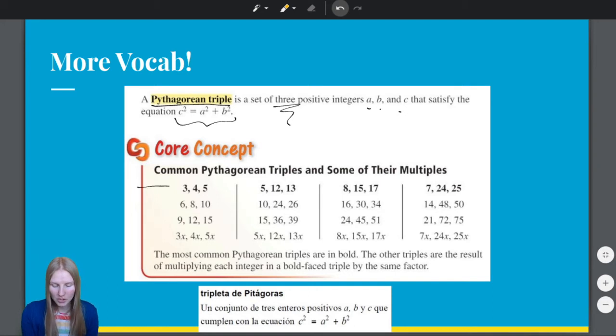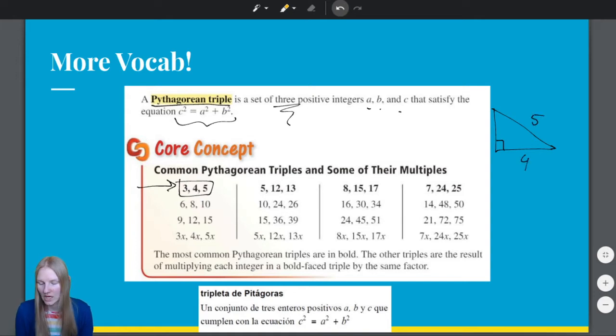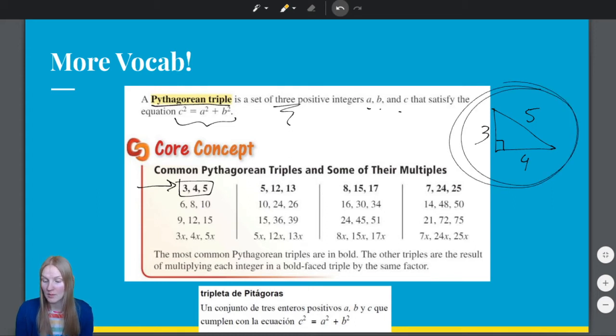So some of the most common, maybe you've heard of a 3, 4, 5 triangle. If you know you have a right triangle, and you know one side is 5, one side is 4, oh, you know it's a 3, 4, 5 triangle. If you know the legs are 3 and 4, oh, you know the hypotenuse is 5. So that's probably the most common right triangle, called a 3, 4, 5 triangle, because the sides are 3, 4, and 5.